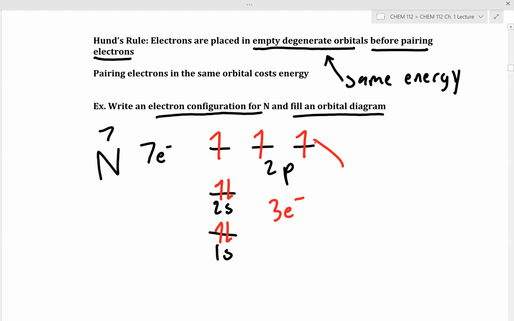Now, the reason why we fill empty degenerate orbitals first is, if you think about what these lines and arrows are representing, we are representing electrons with these arrows, and electrons are charged particles. If we place 2 electrons in the same orbital, we are cramming 2 negatively charged particles very, very close together. And as we discussed, like charges, do they attract or repel? Repel. Yeah, this is a repulsive interaction. Electrons repel each other.